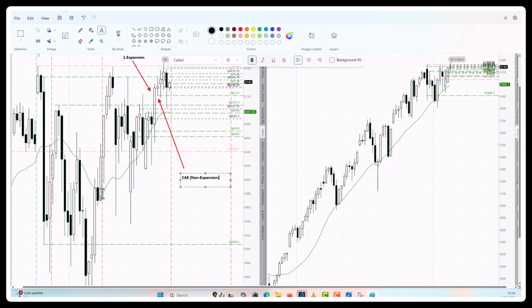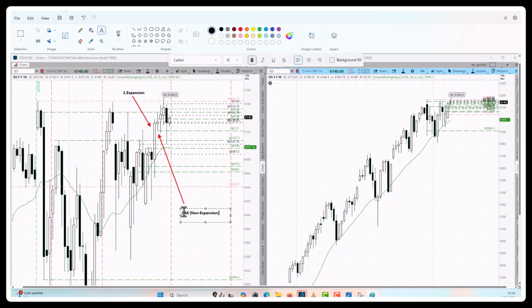The first scenario is a non-expansion move, basically a rest, right? It just expanded and it rests. It tries to build, or you can say consolidation, where it tries to accumulate more liquidity in order to make the next move, which is another expansion or is going to be a reversal.